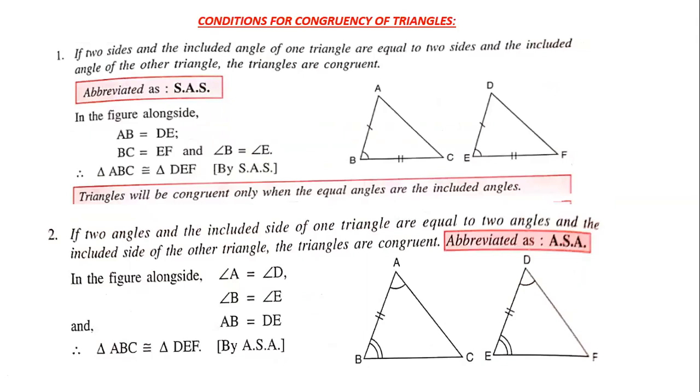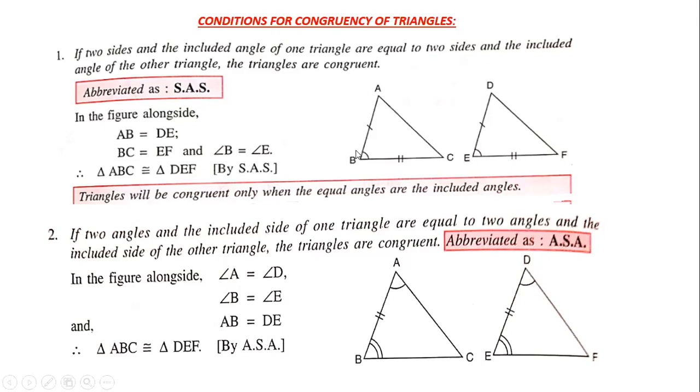We have a few conditions for congruency. How can we say that two triangles are congruent? For that, we have a few conditions. What are those conditions? The first one is SAS. Here S stands for side and A stands for angle. Please don't forget this sequence because you have to write according to the sequence. SAS means two sides and the included angle.